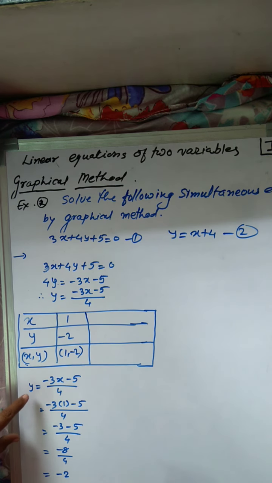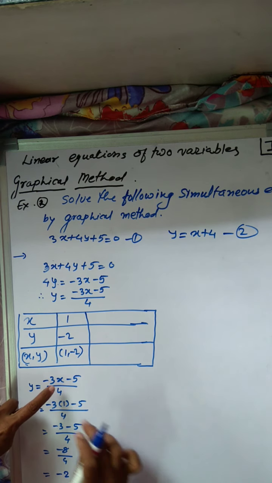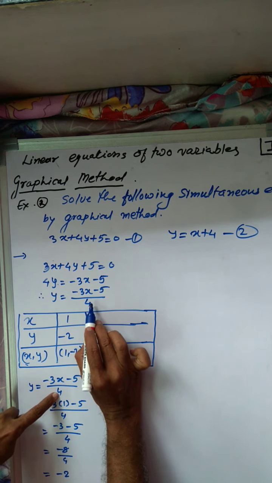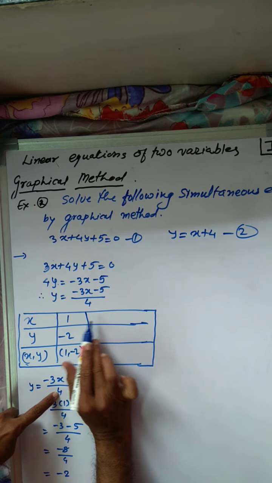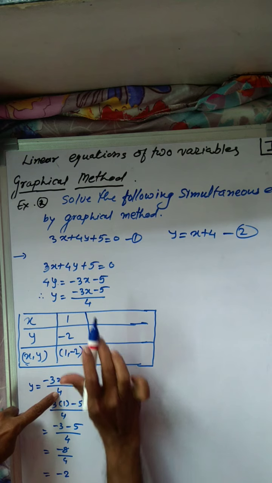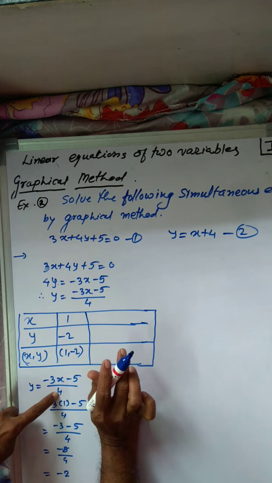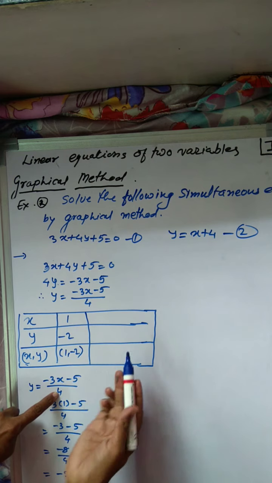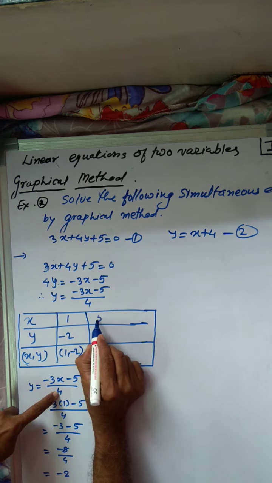Now we take the second point. Here we choose the value of x such that the difference between these two numbers is 4, because the denominator is 4. If the denominator is 4, we take the second number such that the difference between the two numbers is 4. If the denominator is 3, we take the second number such that the difference is 3, and so on. That means we add 4 to 1 or subtract 4 from 1. If we add 4 to 1, we get the other number, 5.